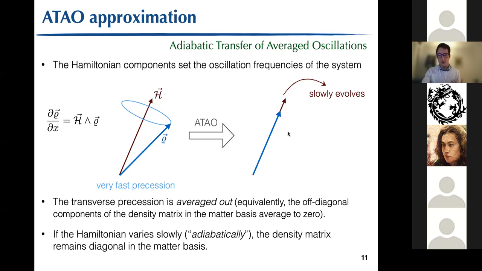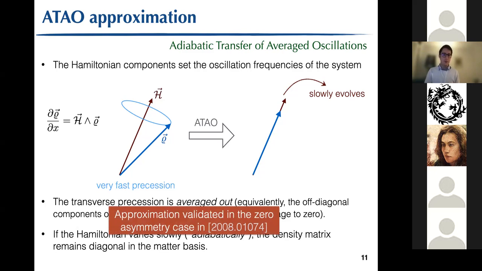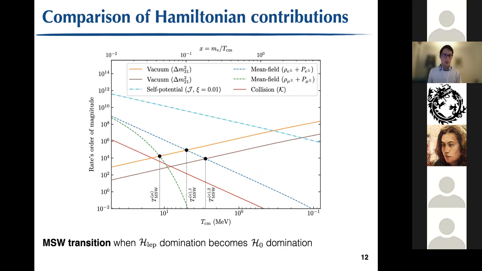We used this approximation in our previous paper in the zero asymmetry case, where the Hamiltonian was just vacuum plus lepton mean field. It was completely validated: we solved the problem of neutrino decoupling and computed the effective number of neutrinos, solving the full quantum kinetic equation and solving with the ATAO approximation, and the results were exactly the same.